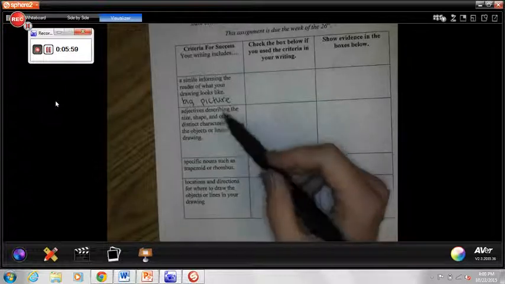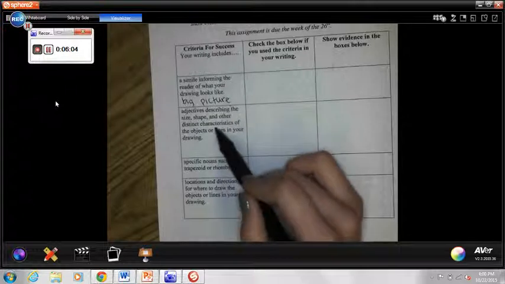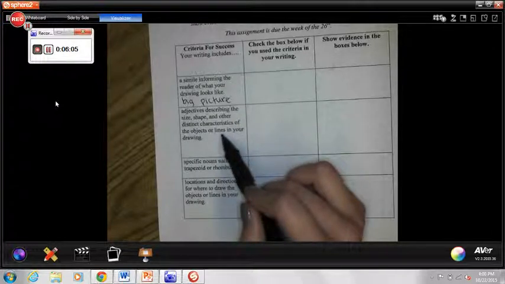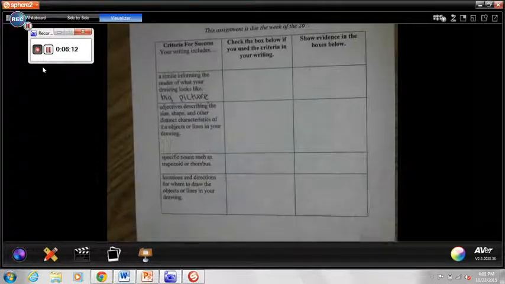After that, you're going to do your adjectives. So these are describing the size, shape, and other distinct characteristics of your objects in your drawing. So this is going to make sure that you are providing the reader everything they need to know in order to understand what you're describing. So this you need to be specific with, as well as your specific nouns.